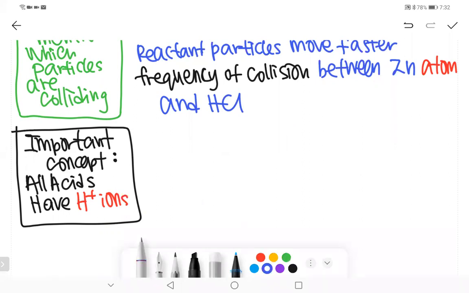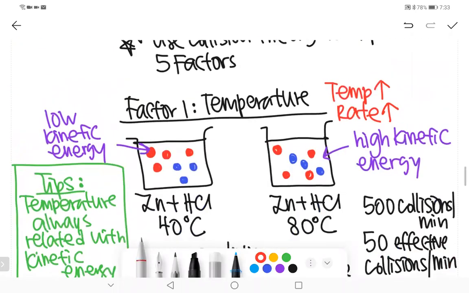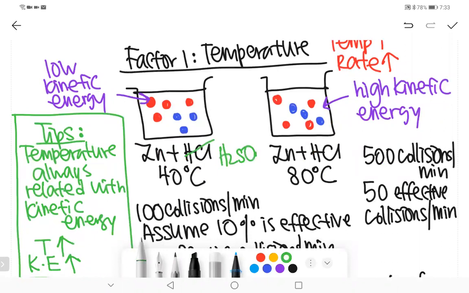So here we have hydrochloric acid. You don't need to write hydrochloric acid, you just need to write H plus ion. No matter what acid they give you, even if they give you sulfuric acid or nitric acid, you also write H plus. For all acids, you just need to write H plus. That is good enough already.